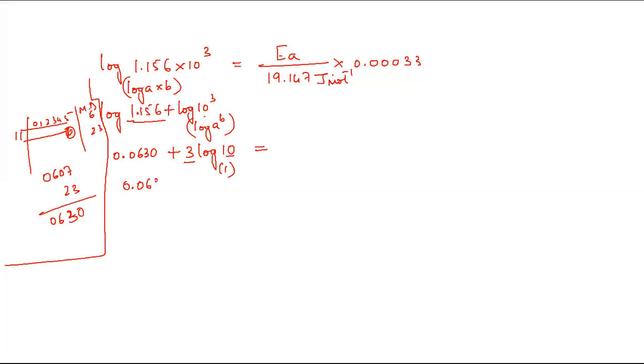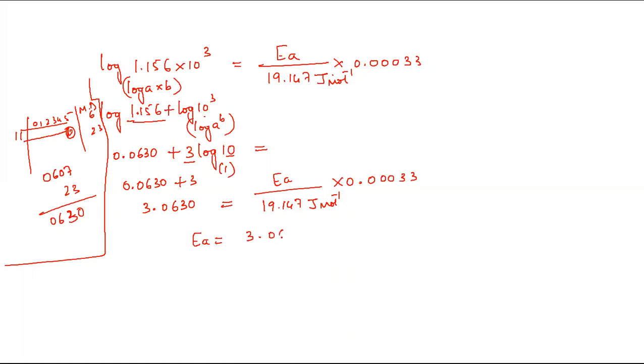Therefore 0.0630 plus 3 into 1 is 3. What does this come to? 3.0630 is equal to EA divided by 19.147 joule per mole into 0.00033. Now rearrange this. EA is required, so EA is equal to 3.0630 into 19.147 joule per mole divided by 0.00033. Now tell me the answer. Simplify this and tell me the answer.